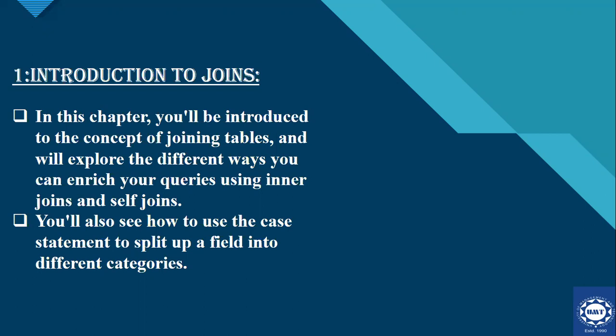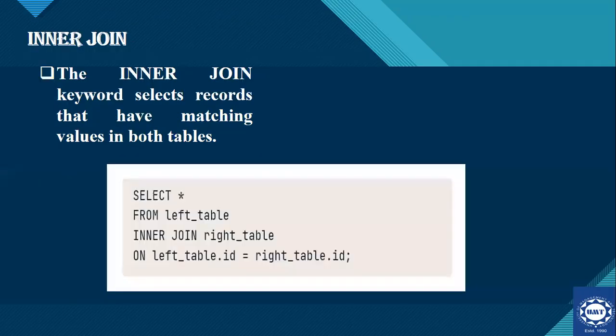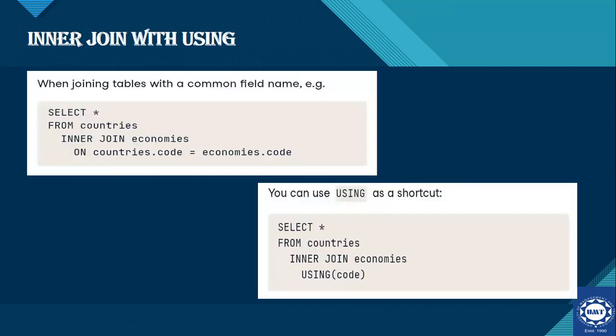In this chapter, you will be introduced to the concept of joining tables and you will explore the different ways you can enrich your queries using inner joins and self joins. You'll also see how to use the case statement to split up a field into different categories. First of all, there is inner join, and the inner join keyword selects records that have matching values in both tables.